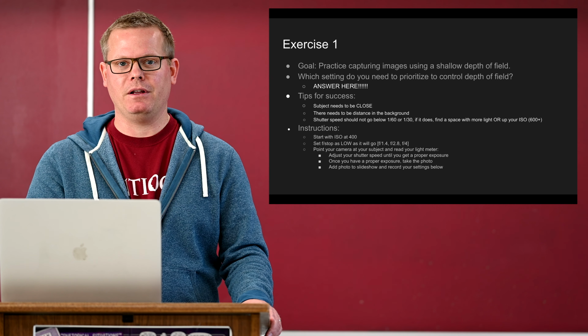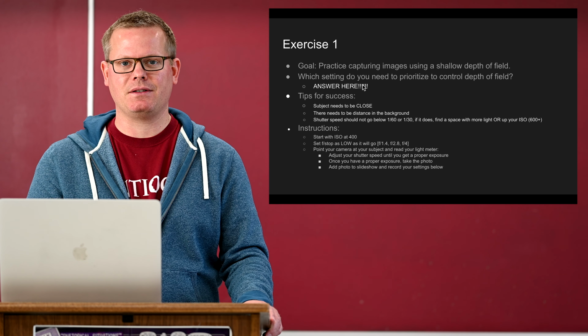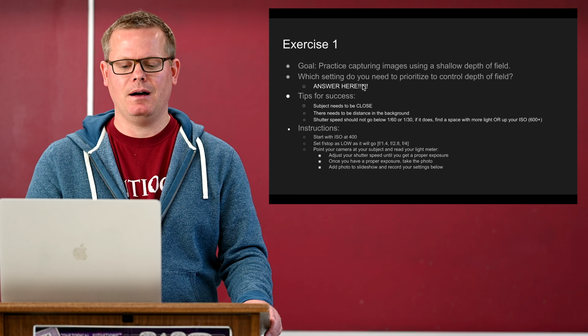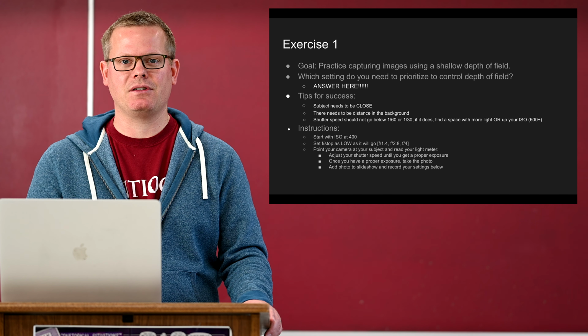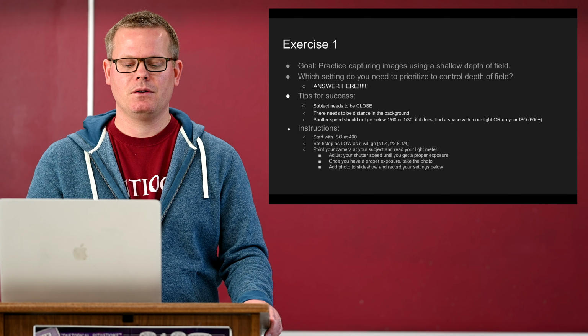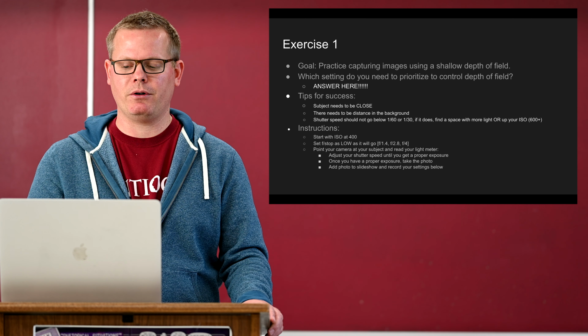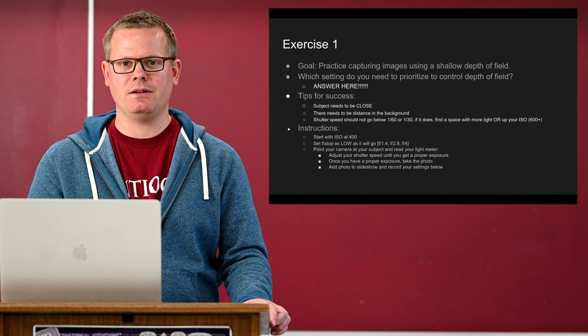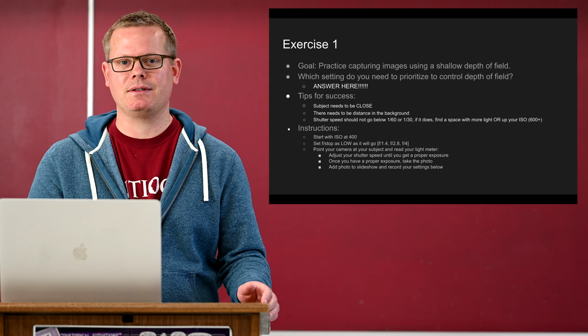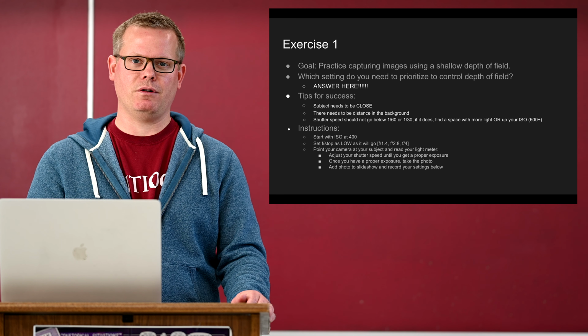You guys should all fill in this on the assignment. You have access to this in Google Classroom. Everybody has a copy of this exact slideshow that we're looking at right now. So the question is, what do you need to prioritize to control depth of field? And the answer is your aperture, your f-stop. Also, to a certain extent, your focal length.